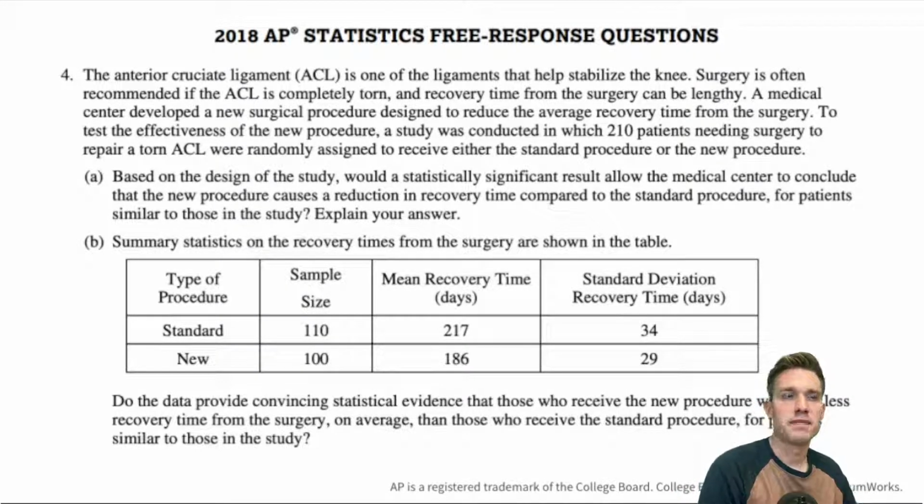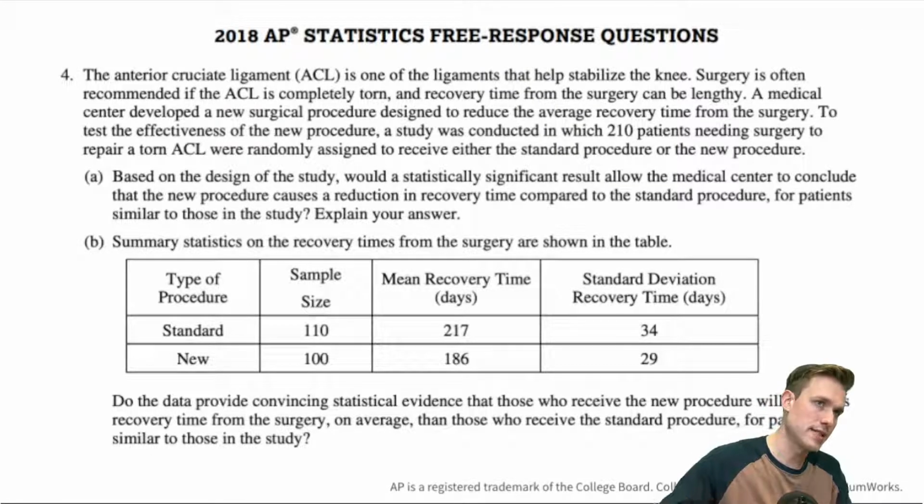Surgery is often recommended if the ACL is completely torn, and recovery time from the surgery can be lengthy. A medical center developed a new surgical procedure designed to reduce the average recovery time for the surgery. To test the effectiveness of the new procedure, a study was conducted in which 210 patients needing surgery to repair a torn ACL were randomly assigned to receive either the standard procedure or the new procedure.